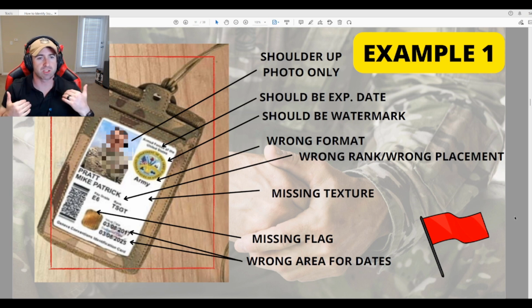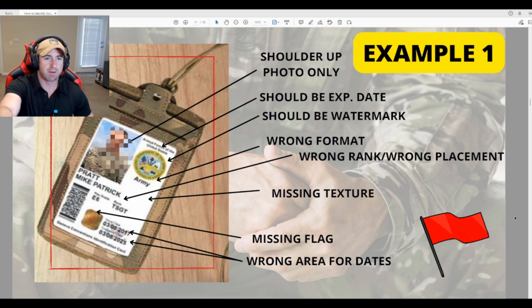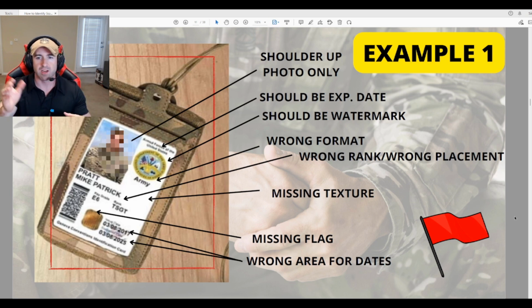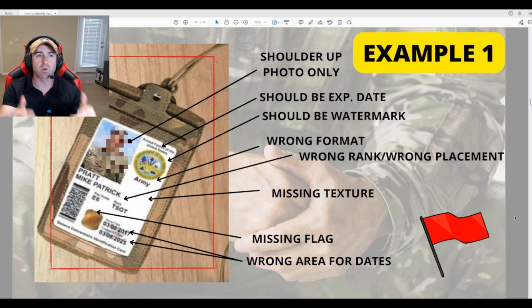Basically, when photos are taken, they're taken from the chest or shoulder level up. There's no expiration date here. There's no watermark. The part where it has the Army is completely in the wrong format. The rank and the structure are in the wrong area. It's missing texture on the back of the ID. You can tell it does not have a U.S. flag that's ghosted out. And it has the wrong area for dates. And there's more things wrong, right?